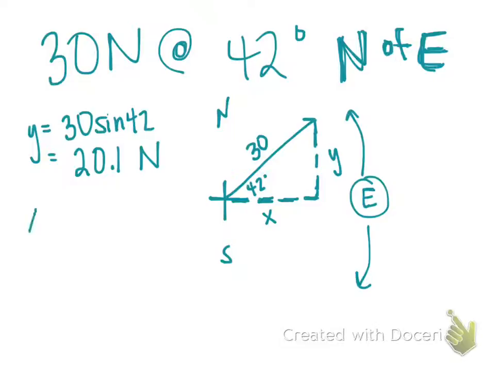So when we solve for our x component, we're going to take the hypotenuse times sine or cosine? Cosine, good, of 42. And shouldn't it be pretty close to 20.1? Yes. Should be pretty close. Not exact, because it's not a 45 degree angle, but it's pretty close. So we should get a little bit bigger number. 22.3 newtons. Are either of those components negative? No, because we're going north and east. That's really important.